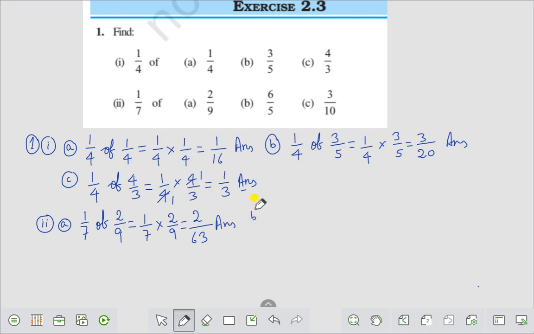Now B is 1 by 7 of 6 by 5, that is equal to 1 by 7 of means multiply 6 by 5, that is equal to 6 ones are 6, 5 sevens are 35, 6 by 35.